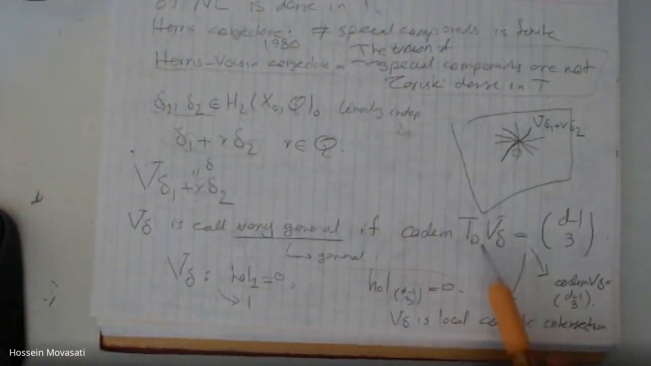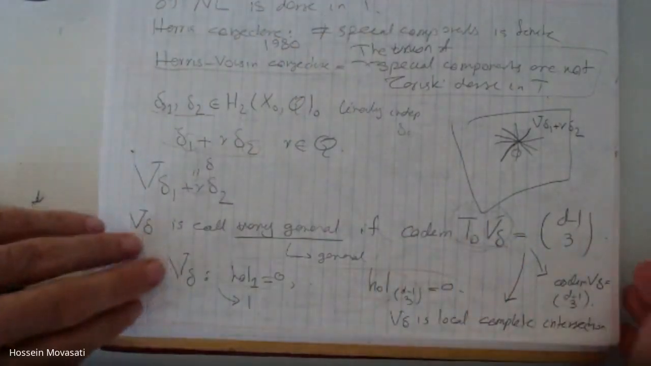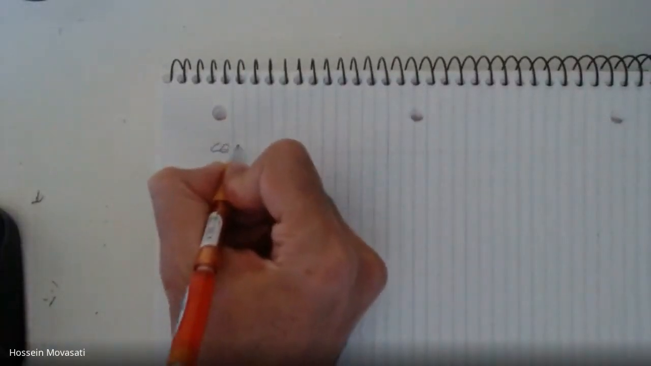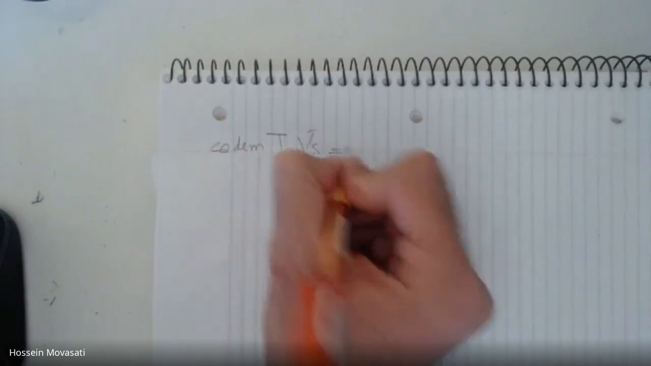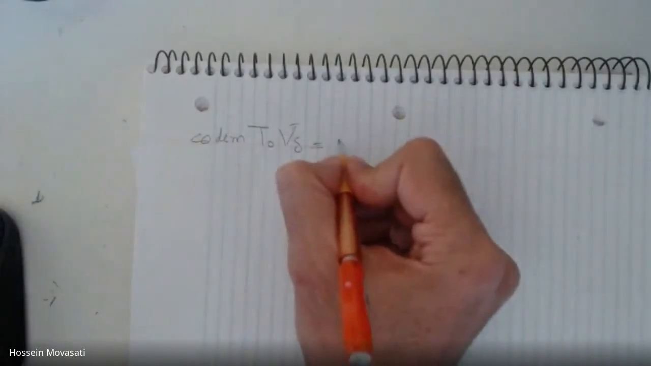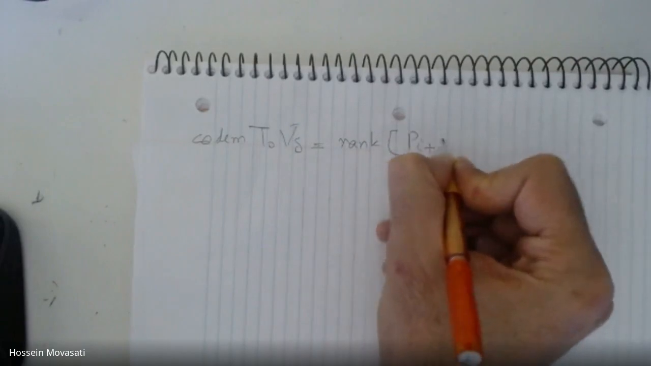Anyway, in order to produce a general component, I just need to find cycles such that the codimension of this guy is this one, and we know what the codimension is. So the codimension of the tangent space T0 V delta is just the rank of this Pi plus G matrix of delta.